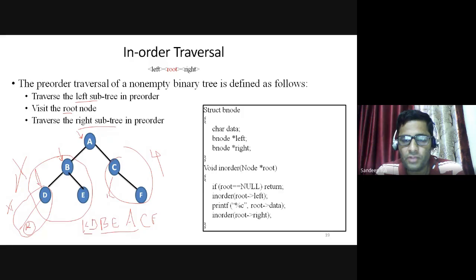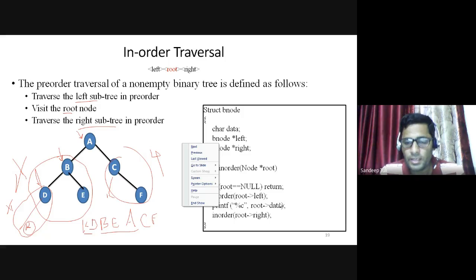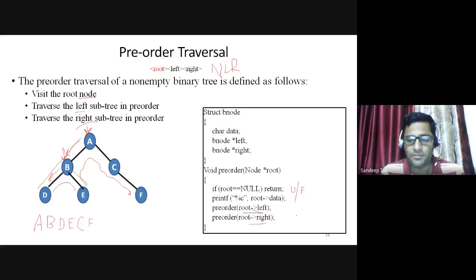Just go through it. If you have any doubt, you can ask. If root is null, then again I am returning it as an underflow condition. Now you see that what I have done is printing of data is in between the two in-order calls. Is it okay? Compare it with the previous one.